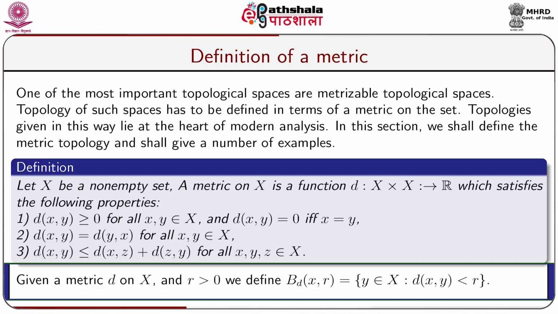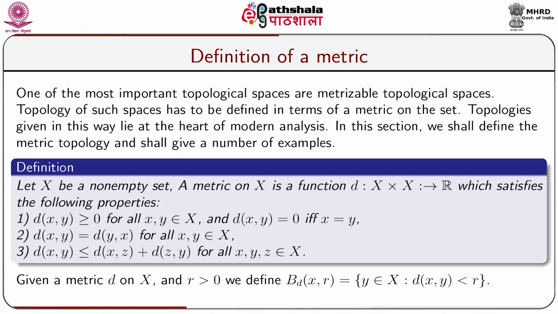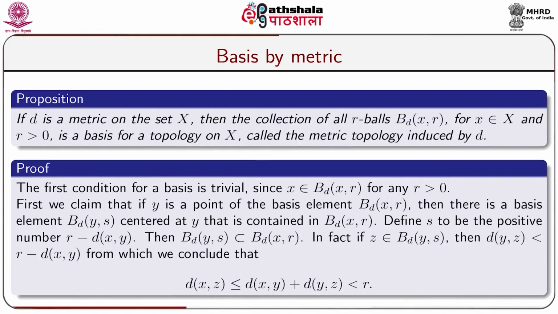Now, given a metric d on a set X and some positive real number r greater than 0, let us define the open ball determined by the metric d and the real number r at the point x, denoted by B_d(x,r), to be the set of all y belonging to X such that the distance of y from x is strictly less than r. Now we will say how we get a basis from a metric for some topology.